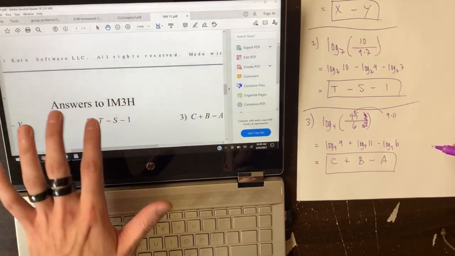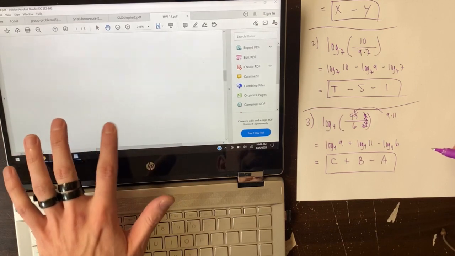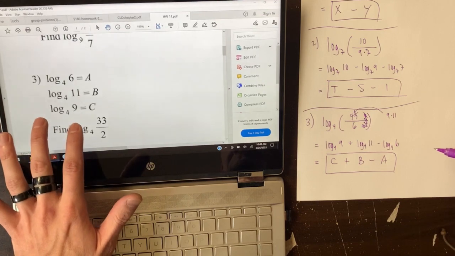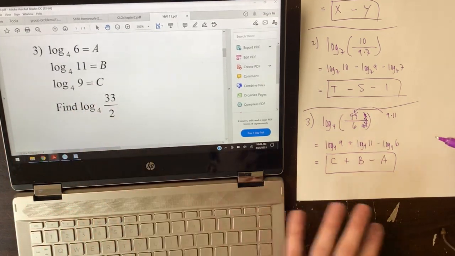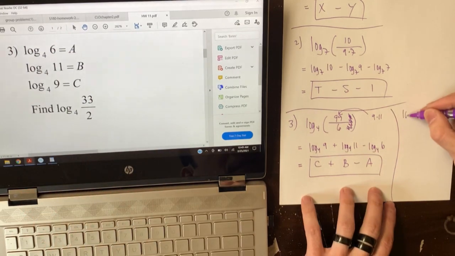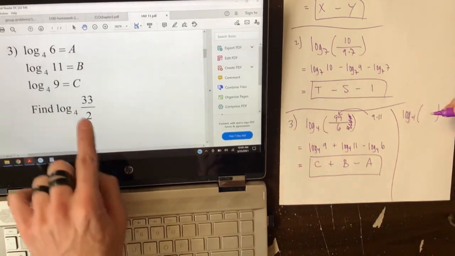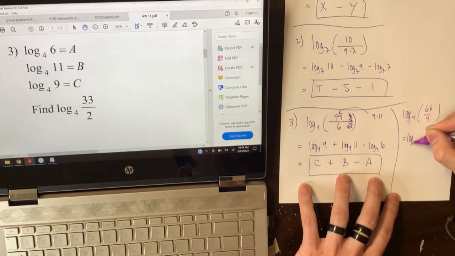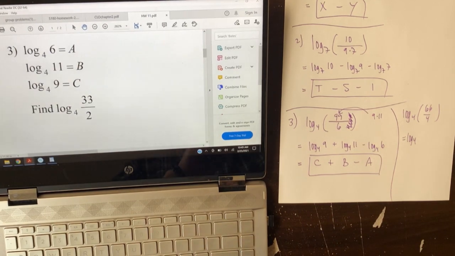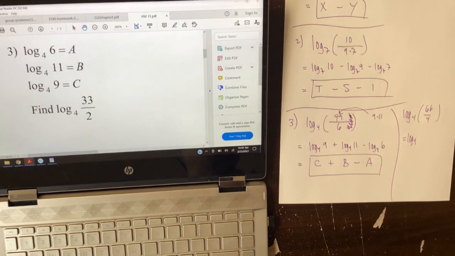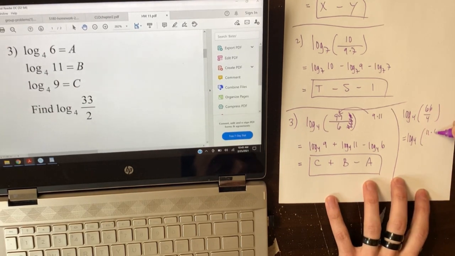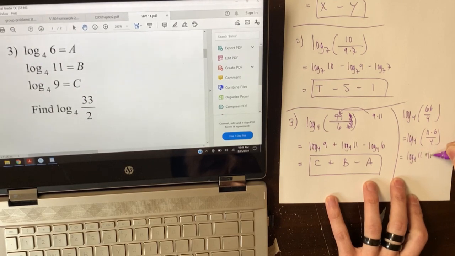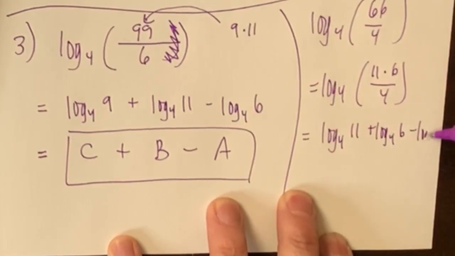It is, but there's a different way of having done number 3. I think that some students for number 3 actually multiplied by 2. If you multiply top and bottom by 2, it would have been 66 over 4. And that's fine because that would have been log base 4. And then 66 is 11 times 6. Let me focus my camera. 11 times 6 over 4. And that would have been log base 4 of 11 plus log base 4 of 6 minus log base 4 of 4.